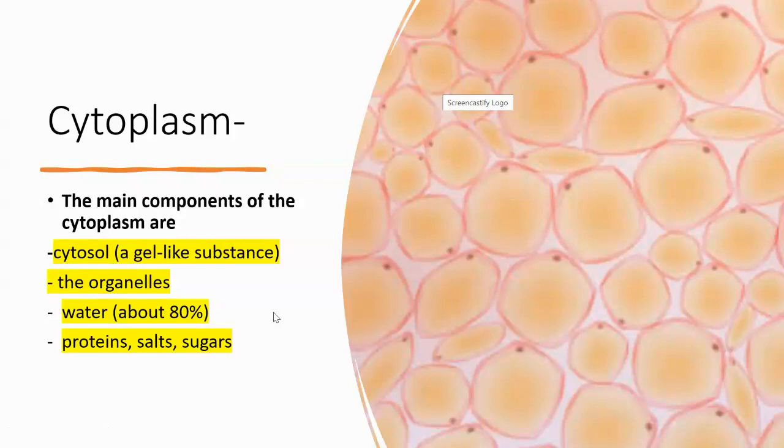Okay, our next one is the cytoplasm. The main components of the cytoplasm are a gel-like substance called cytosol, and the organelles, which are suspended around in the cytoplasm. It is 80% water, so it is mostly made of water, and there are also some different proteins, salts, and sugars.